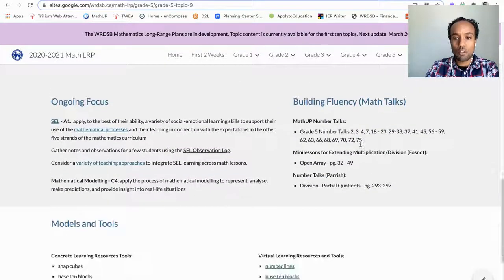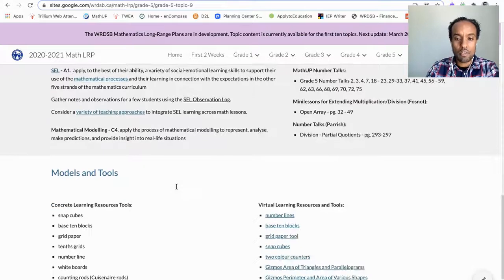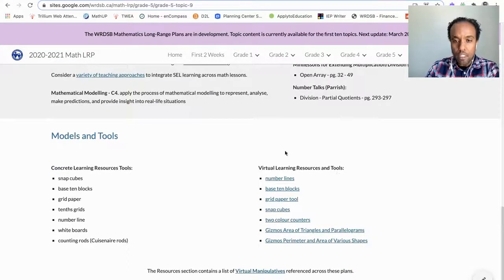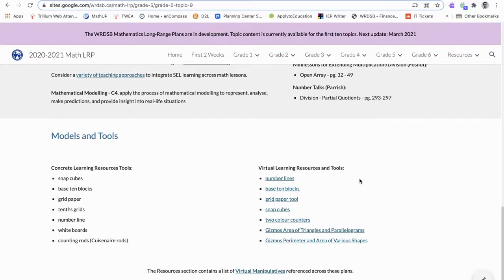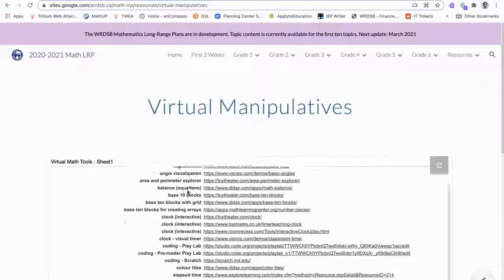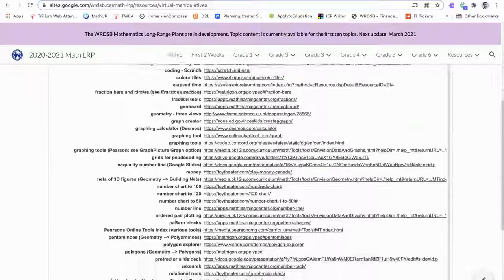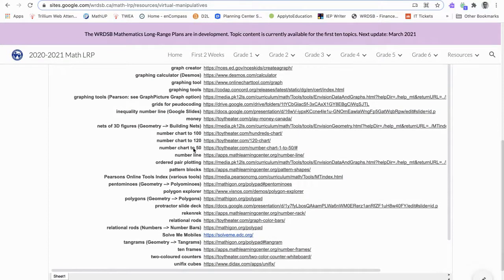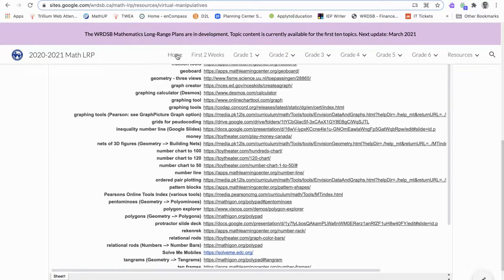And as usual, we've got the fluency pieces, the ongoing focus on the models and tools, including the virtual learning resources and tools. One thing that we want to point out that's new is that under our resources, all the virtual manipulatives that have been listed so far in the long-range plans are all linked there and available, alphabetically listed. So if you're looking for a specific resource that you're like, oh, I remember in topic 2 or 3, you don't have to go dig around. You've got one place you can get for that. So that is our topic 9 overview.